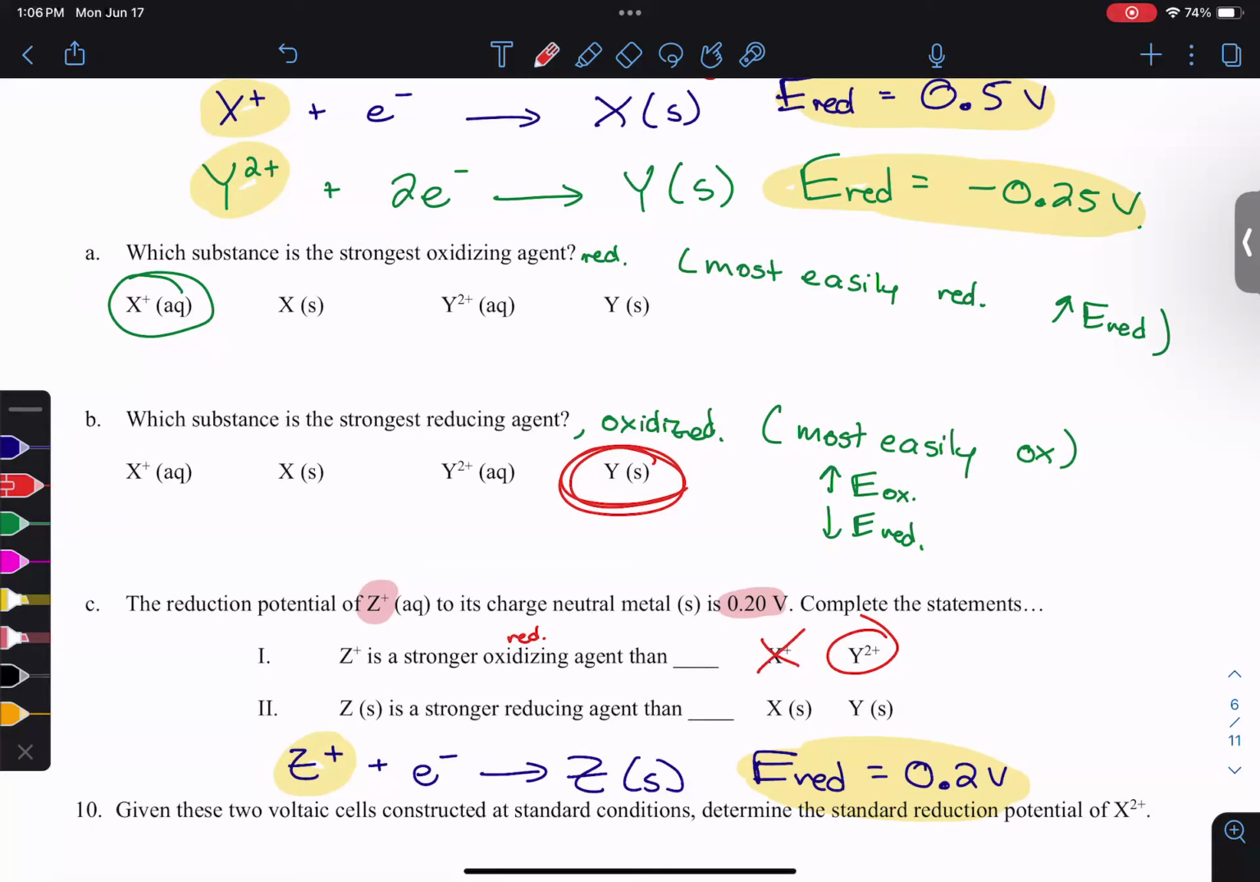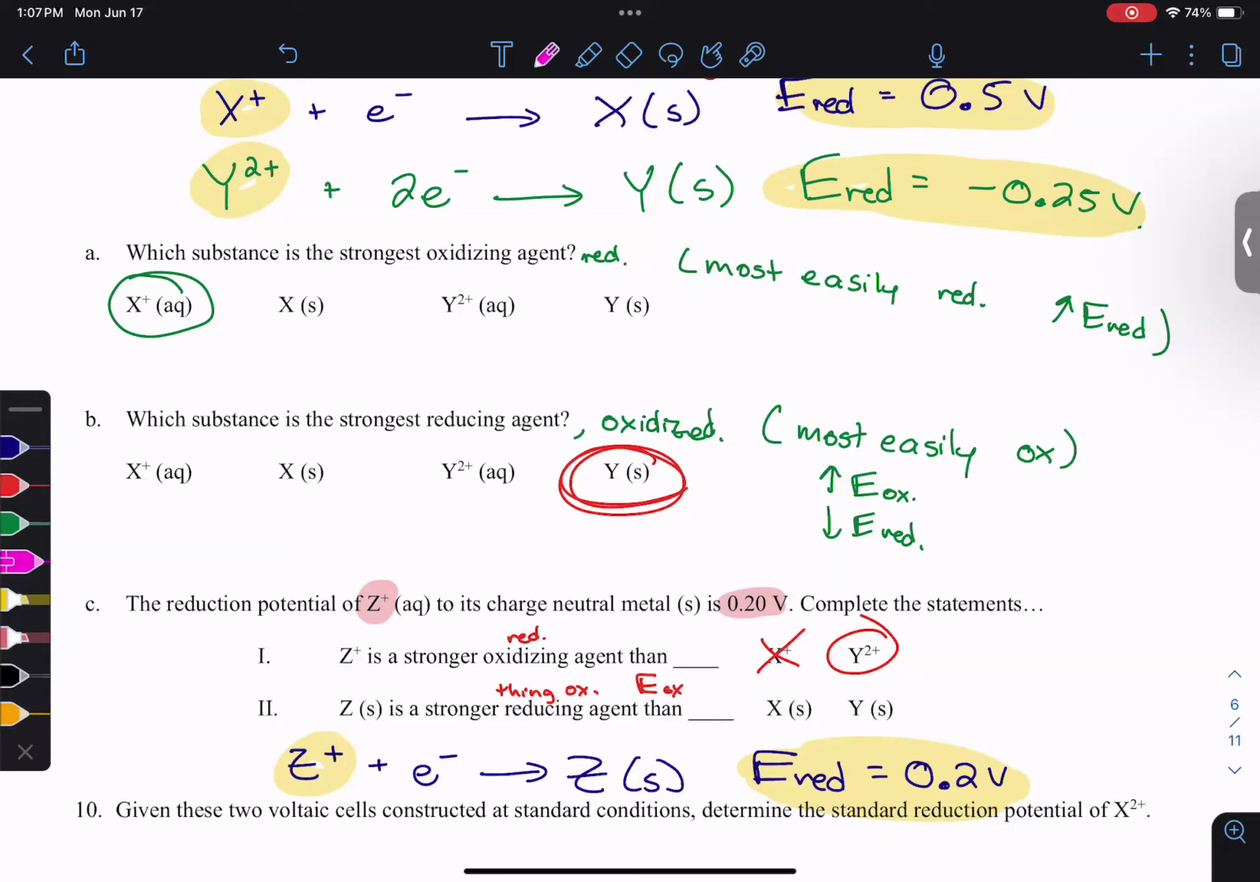See how it's now Z solid? Now I'm pointing at the products. So now we're looking at the oxidation reactions. Z solid is a strong reducing agent, meaning it's the thing that is oxidized. We're looking at the oxidation potentials. Z solid is a stronger reducing agent than what? Or is it more easily oxidized than what?